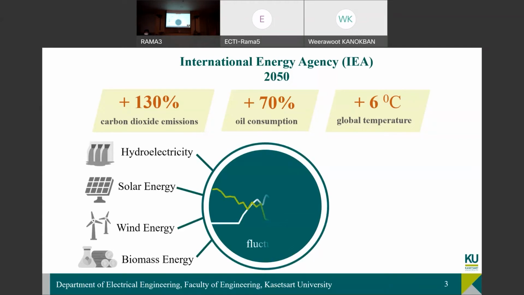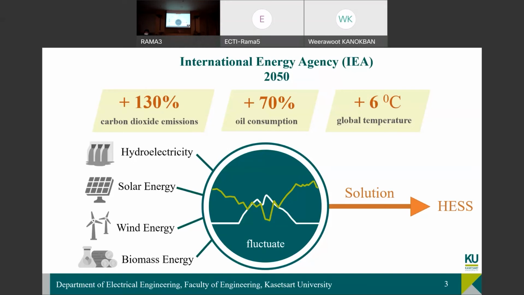The problem is those energy sources fluctuate. To solve this, you must use an energy storage system. But each energy storage system has its own response time and ramp rate. The solution in this work is to mix them together and use them in hybrid mode, or HESS, hybrid energy storage system.